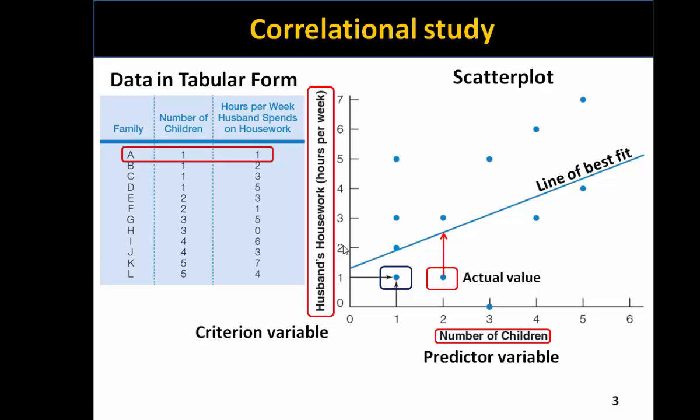The corresponding point on the line that matches up with the number of children on the x-axis is what we call the predicted value. So we have 2 sets of data on the scatter plot. We have the actual data, which were transcribed and transferred from the tabular form, and we have the line of best fit that attempts to predict the number of hours based on the number of children.